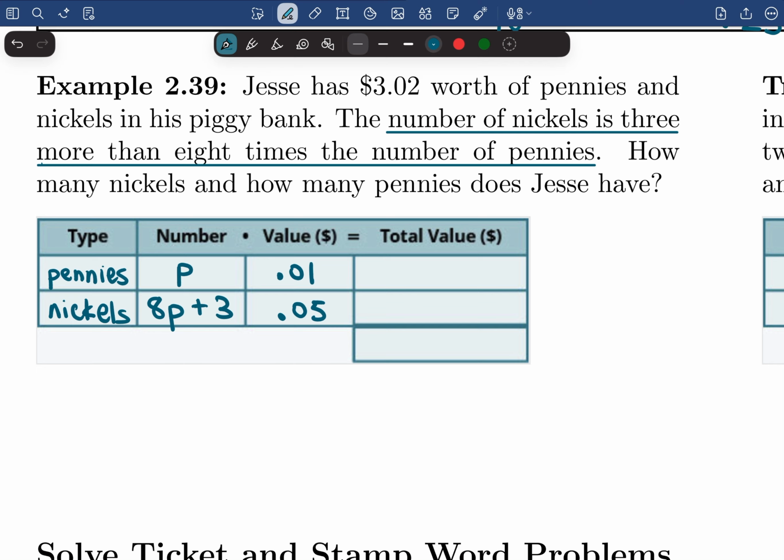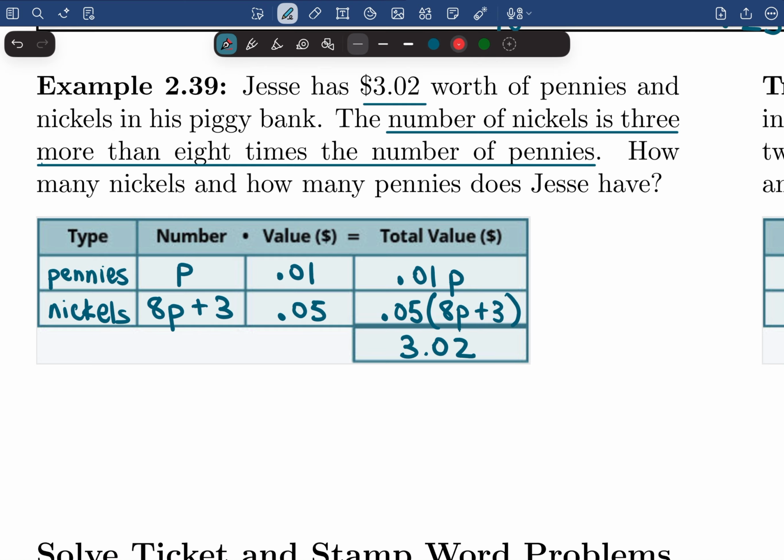Now, what we're going to do to find the total value is multiply the number by the value. So 0.01 times P is, so we'll multiply the row together, right? So we have 0.01 times P. Now the next row, the second row, we'll multiply that stuff together, like 0.05 times 8P plus 3. And now we know that our total value is $3.02. It was given to us in the problem. So we're going to have $3.02 as our total value.